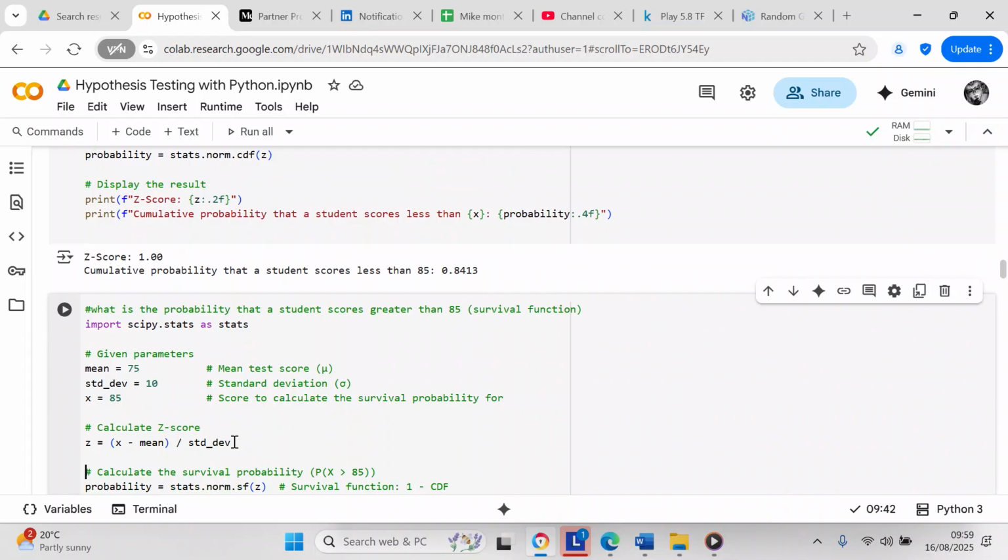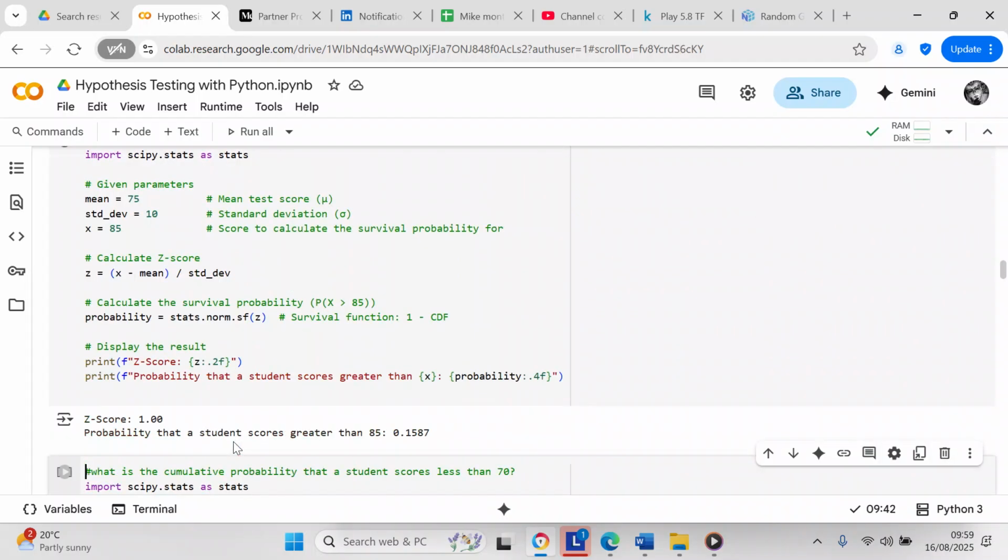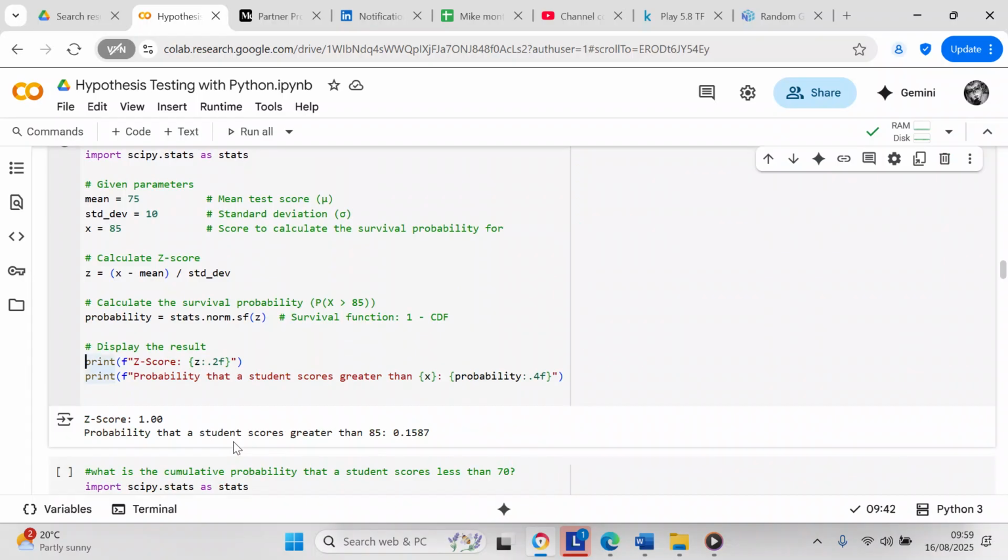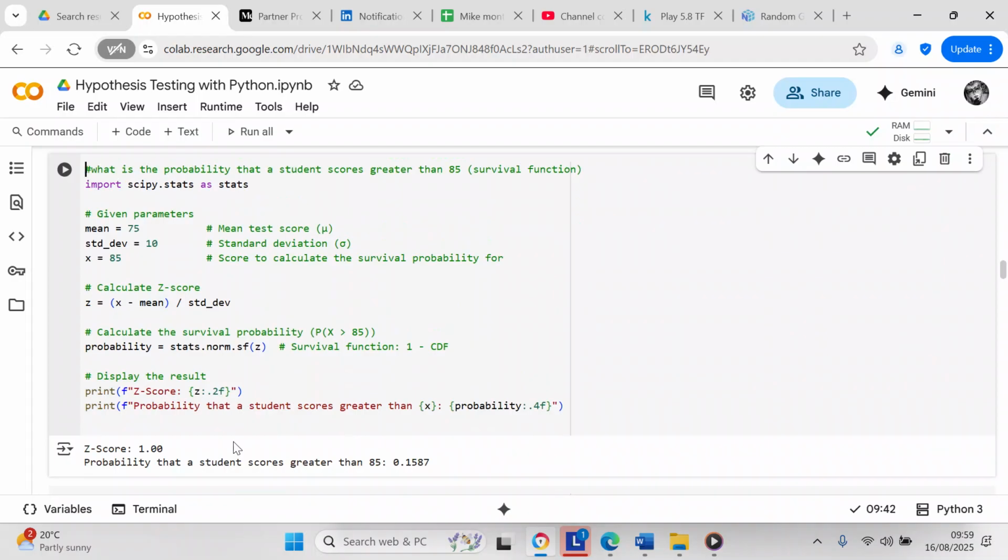The next question we have is: what is the probability that a student scores greater than 85? This is your survival function. The first thing we're going to do is import the library, scipy.stats as stats. Scipy is Python's scientific library. The mean is 75, the standard deviation is 10, and X is 85, the score to calculate the survival probability for.